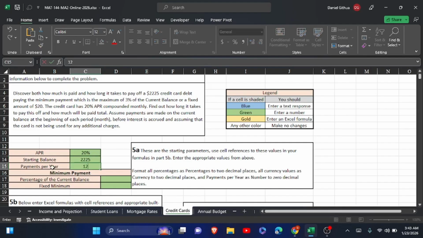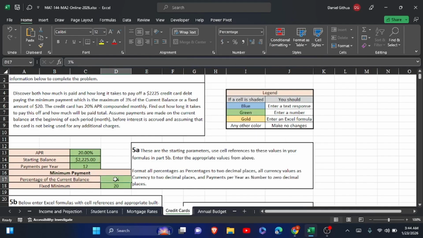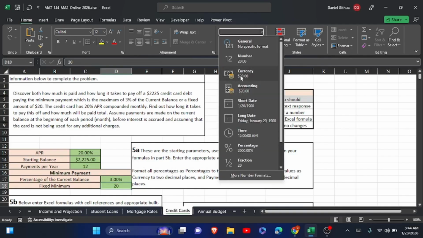Payments per year is 12. The percentage of the current balance is given here as 3%, so just type 3%. And the fixed minimum is also given here as $20. After that we format the percentage to two decimal places, the starting balance as currency with 2 decimal places, the percentage to 2 decimal places, and the fixed minimum as currency.